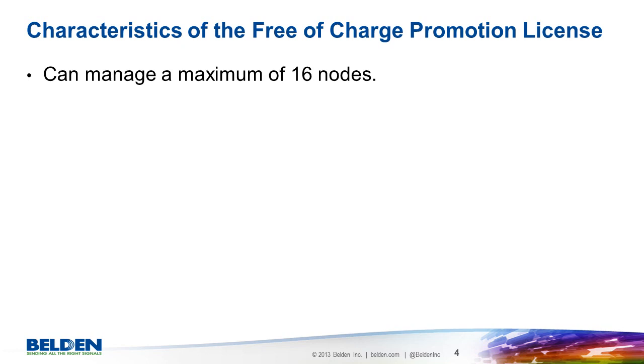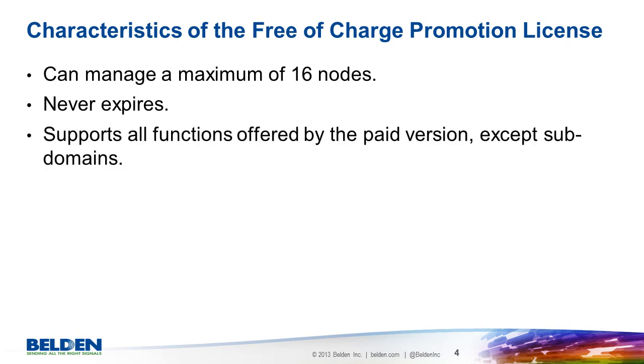It can be used to manage a maximum of 16 nodes. In this case, a node is any device with an IP address. Ideally, the devices should support SNMP, but basic supervision functionality is even available for devices which only support ping. The license never expires. If you later decide to move to a newer version of Industrial HiVision, just get a new license.